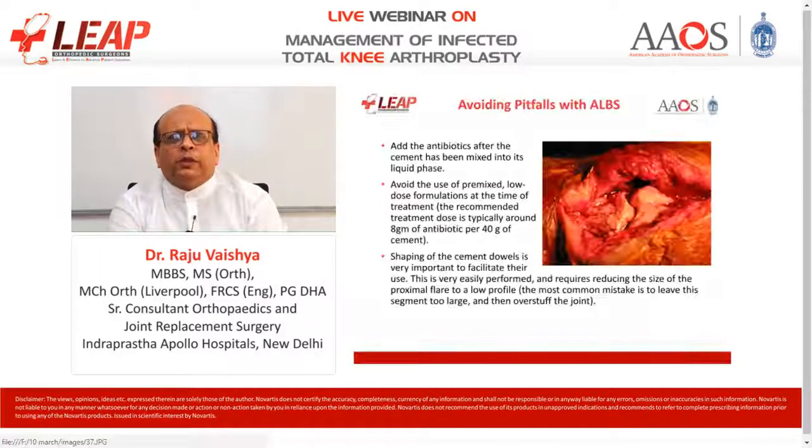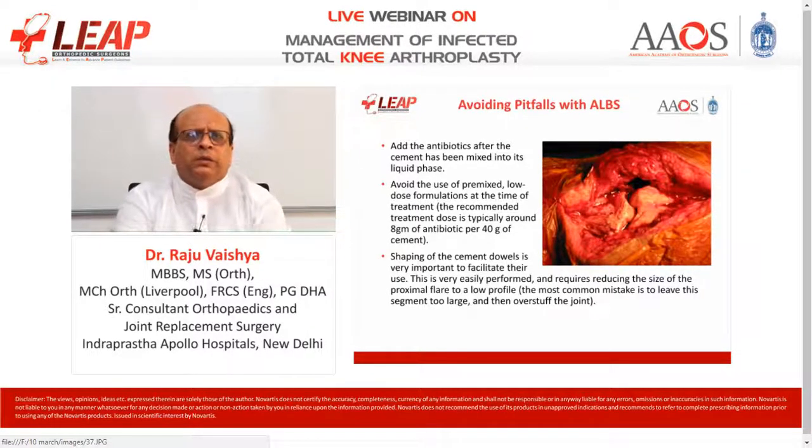Avoiding pitfalls with the antibiotic loaded cement is also important to understand, because one must add the antibiotics after the cement has been mixed into its liquid phase. Avoid the use of premixed low-dose formulation at the time of treatment. The recommended treatment dose is typically around 8 grams of antibiotics per 40 grams of bone cement. So it's pretty high compared to what we normally give as intravenous antibiotics.